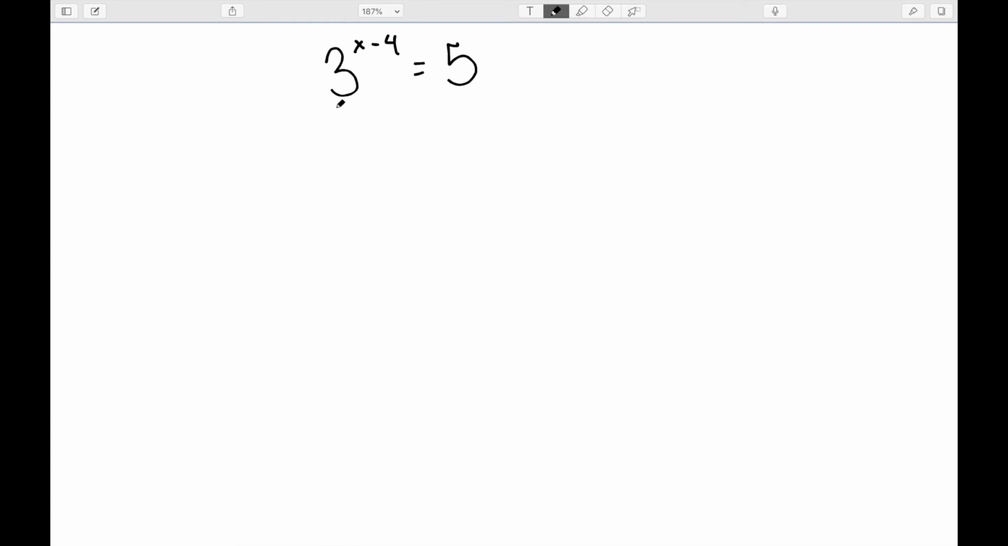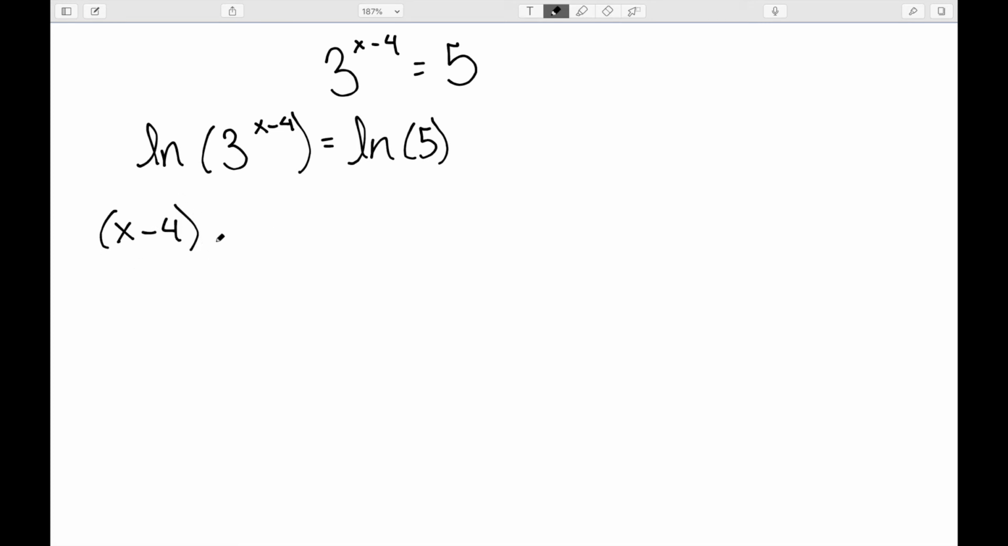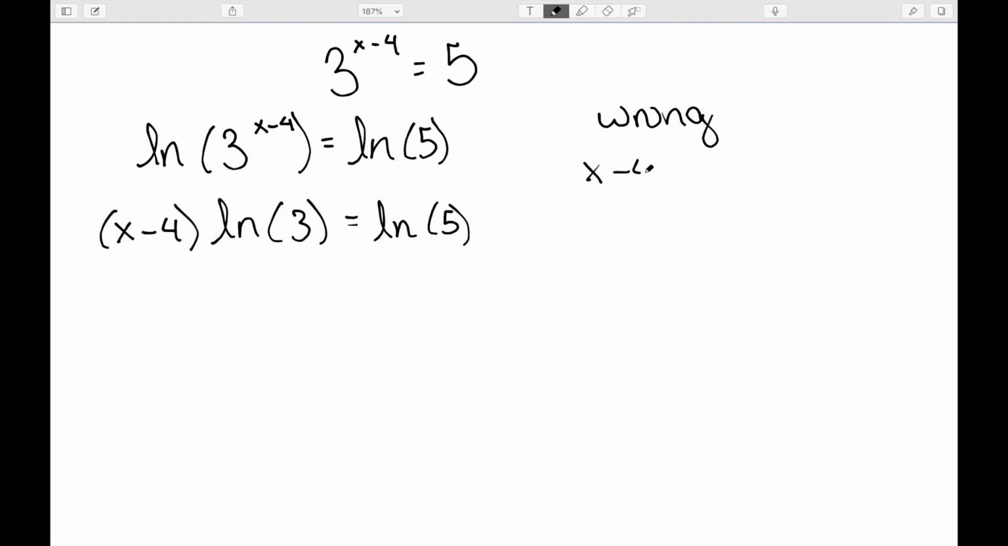So let's go back to our example, 3 to the x minus 4 equal to 5. The first step says to take the natural log of both sides. So ln of 3 to the x minus 4 is equal to ln of 5. We then use the property that brings the exponent down front. We do need to make sure to put that in parentheses since it is the whole thing times ln of 3. The wrong way that a lot of people write this is just x minus 4 ln 3 equal to ln 5. In this case, I'm only multiplying the 4 by ln of 3, whereas I should be multiplying the entire exponent. So do make sure you watch for parentheses here.